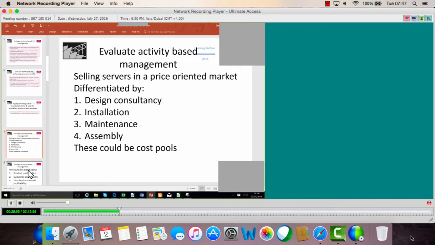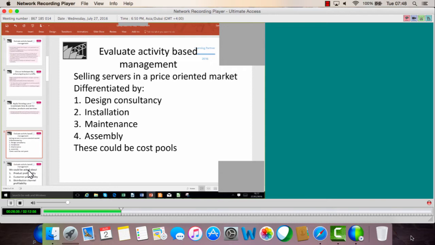Design consultancy, in other words, a member of our staff goes out and talks to them at the time when they're placing the order, and we do our best to make sure that the server is what the customer needs, and we do that by recognizing the customer's needs and then demonstrating how we are able to satisfy those needs through them having our servers. Then we've got the installation, the maintenance and the assembly.